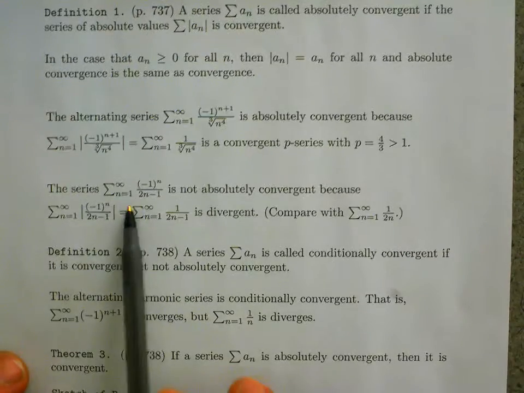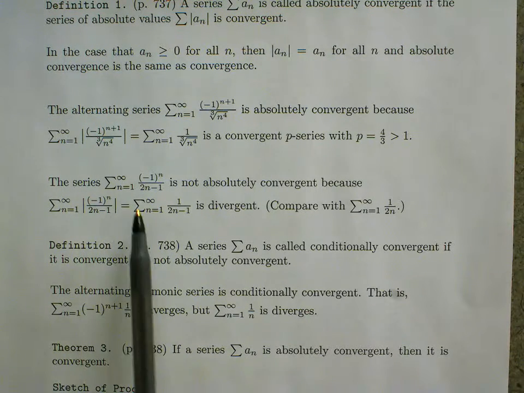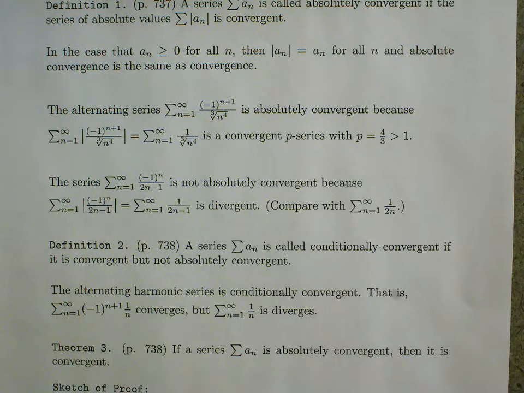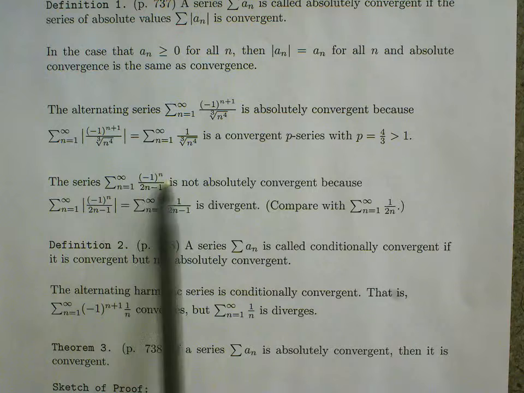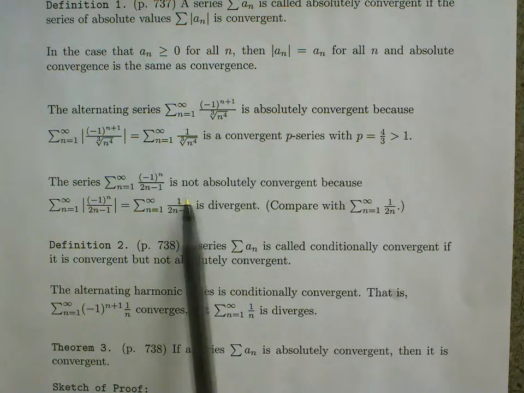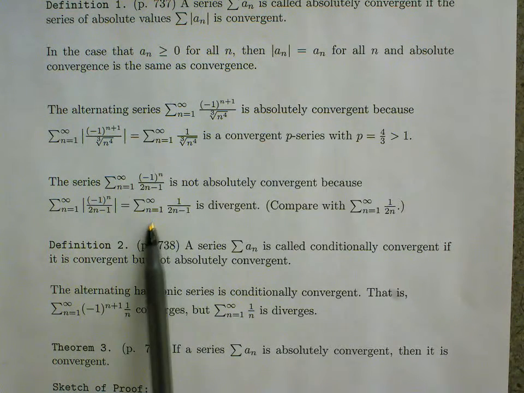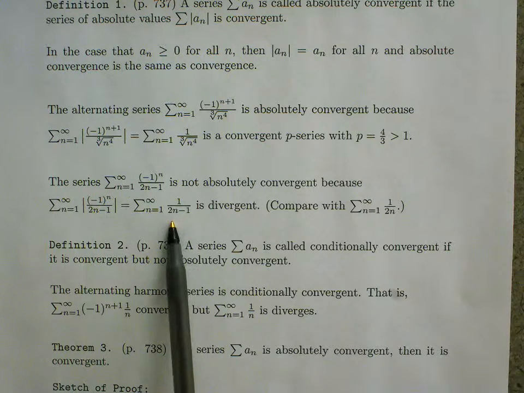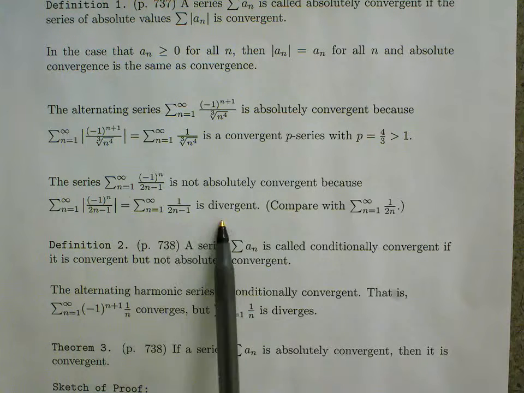And here's an example of an alternating series that is not absolutely convergent. Well, let's just read it. This series where the terms are negative 1 to the n over 2n minus 1 is not absolutely convergent because when you take the absolute value of the individual terms, you get the series where the terms are 1 over 2n minus 1. And this infinite series is divergent.